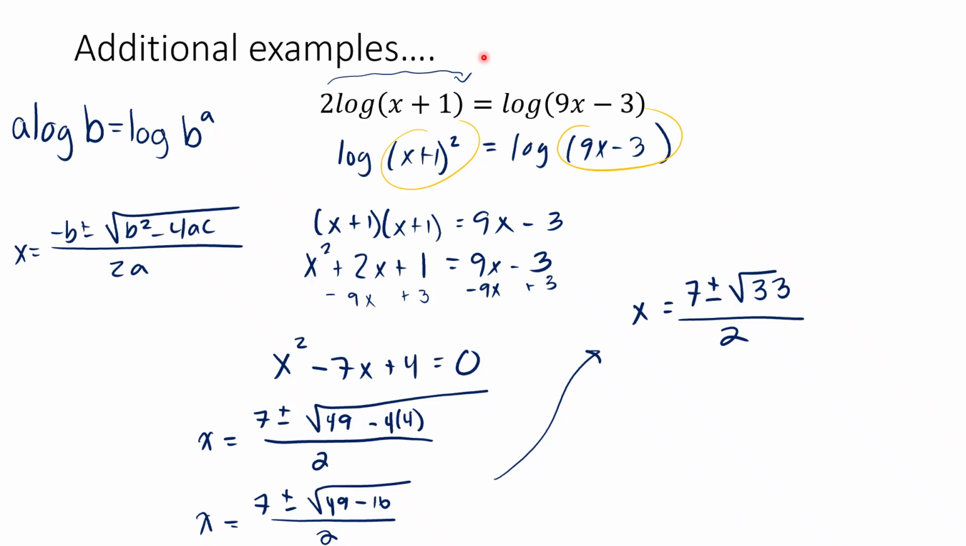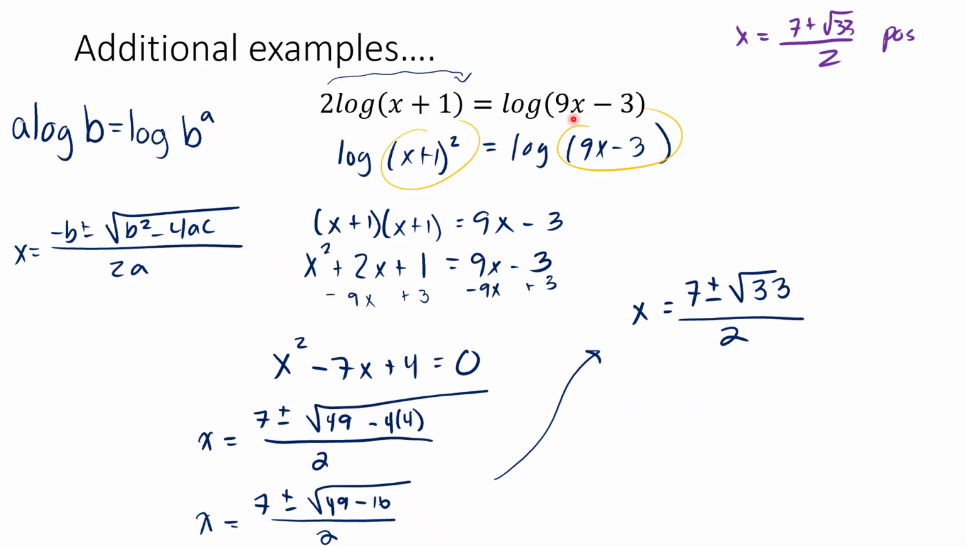Okay, so looking at 7 plus, so the positive one here. If we look at the positive solution, so 7 plus the square root of 33 over 2, that is a positive number. If I take a positive number and I add 1 to it, I will have a positive number. So we're good with that. If I do 9 times a positive number minus 3, I think most of the time we're going to be dealing with a positive number there.